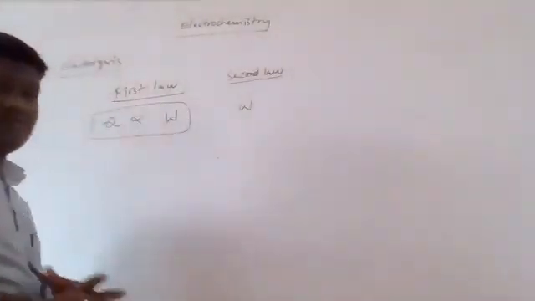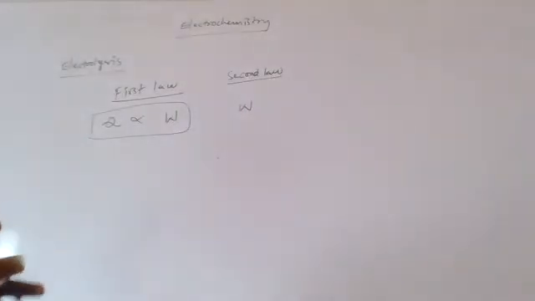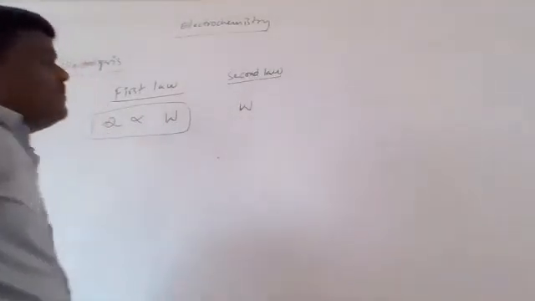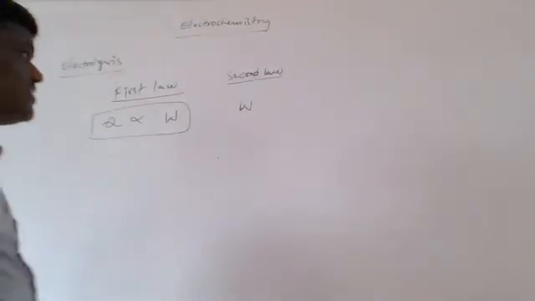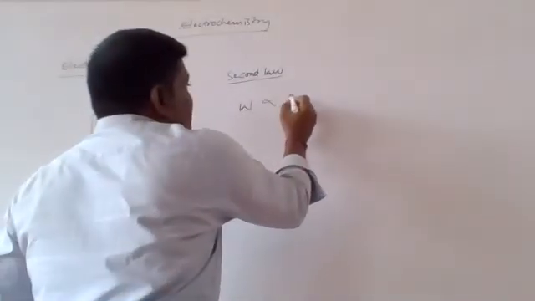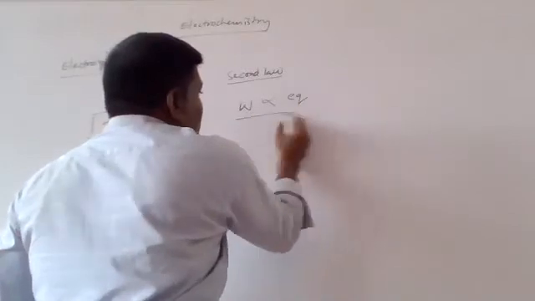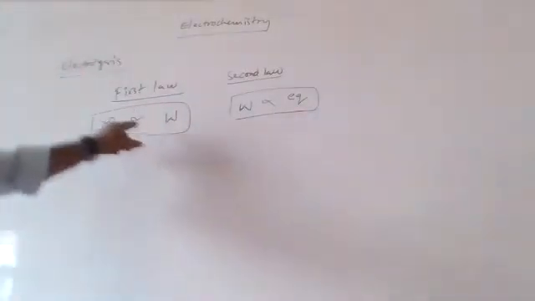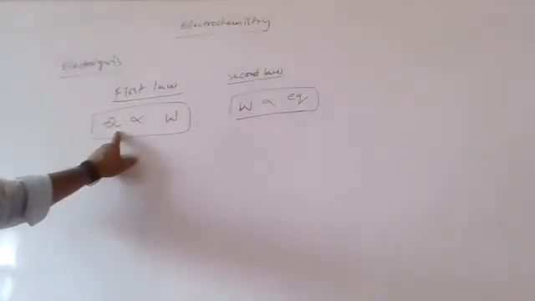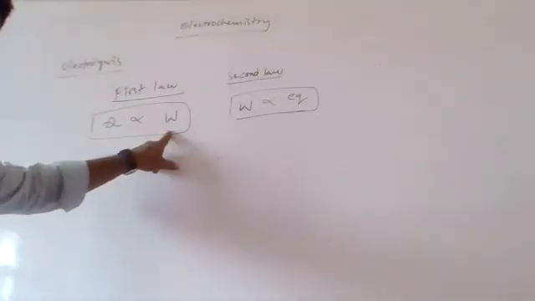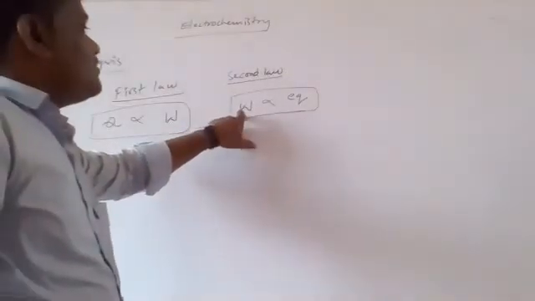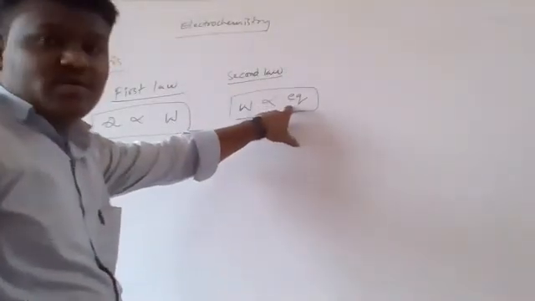Same quantity of electricity, so the electricity is not the relation here. Same quantity of electricity, then the obtained product weight is directly proportional to its equivalent weight, the equivalent weight of the substance. This is the second law of Faraday. First law, quantity of electricity is directly proportional to the obtained product weight. Second law, weight of the product is directly proportional to the equivalent weight.